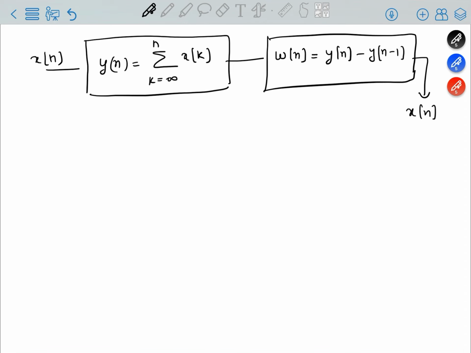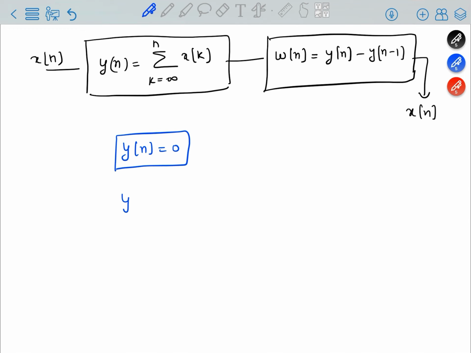Do examples of non-invertible systems exist? Yes. An example of a non-invertible system can be y[n] equals 0. There cannot be any other values. So here distinct input cannot give distinct output. Any input which is multiplied with 0 will give you a 0 value. So there is no distinct input giving distinct output. That's why this system is said to be non-invertible.